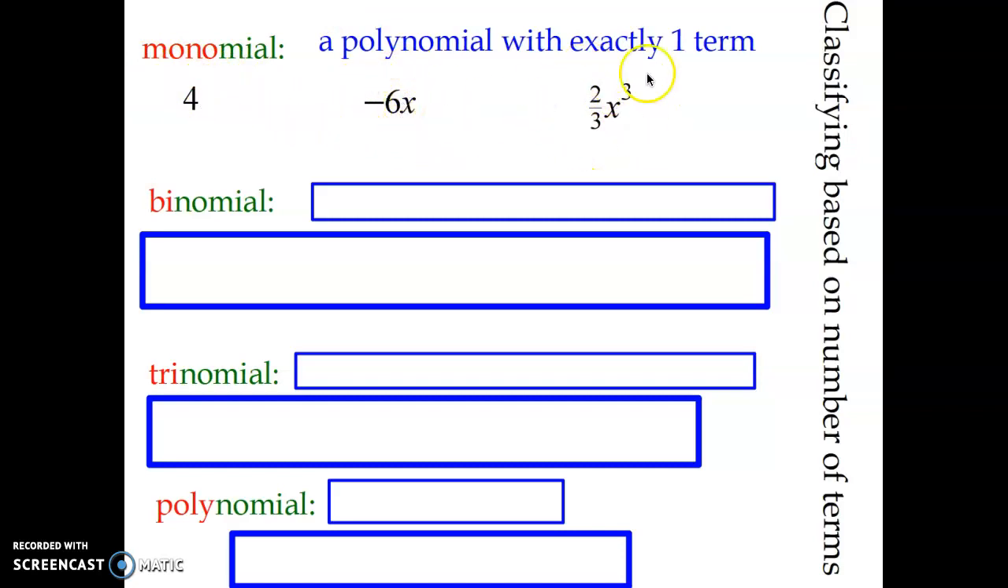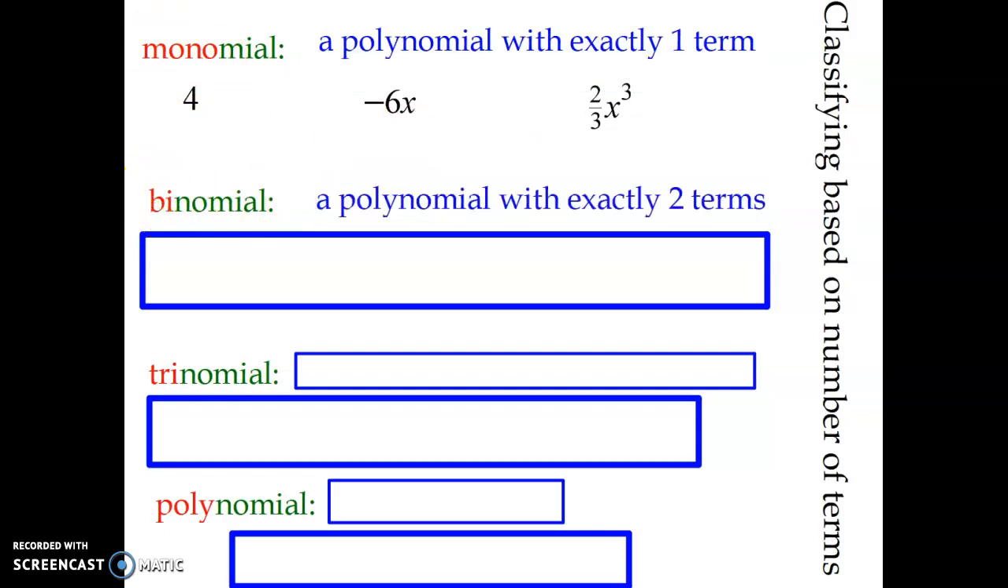-6x. And this one, 2/3 x to the third. You can see I've got a fraction there, but that doesn't change anything. It still just has one term. So I would call each of these a monomial. And you may have learned in the past that the prefix mono means one. So monomial, one term. All right, binomial, I bet you guys can figure out it's got the prefix bi.